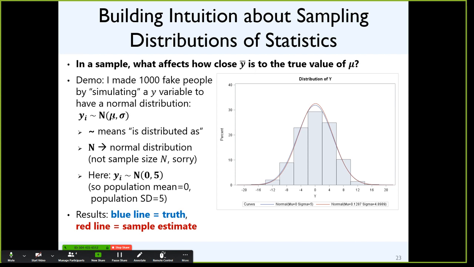That sentence, written in notation, looks like this right here. Y sub i, meaning each person, the squiggle, that's tilde, means distributed as. And then capital N, which I know I just told you is sample size, it's now normal. Sorry, I only have 26 letters to work with. We have to reuse some of them sometimes.